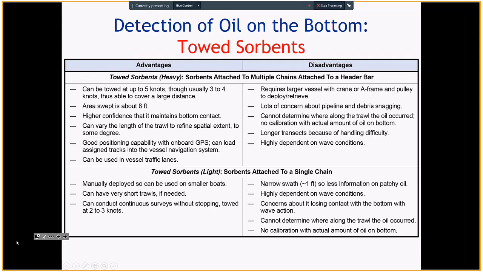And so what we've done is, there's also a smaller one where you can just take one chain and pass it over. You don't have to slow the boat down. You can put one end in the water, pull it out, and then just keep going. But of course, that's a narrower swath area, and they're lighter. You don't know for sure if they're maintaining contact with the bottom, bouncing along.